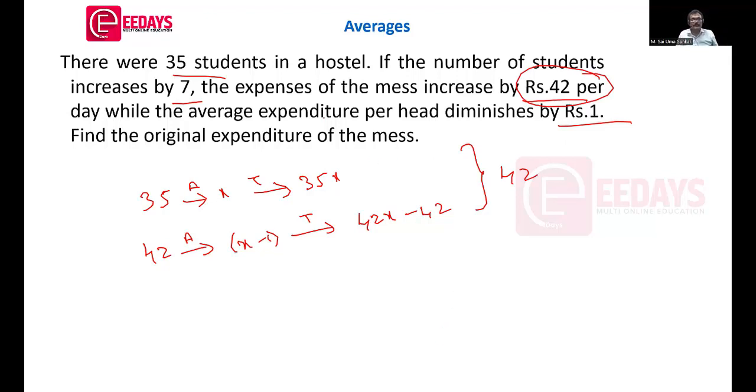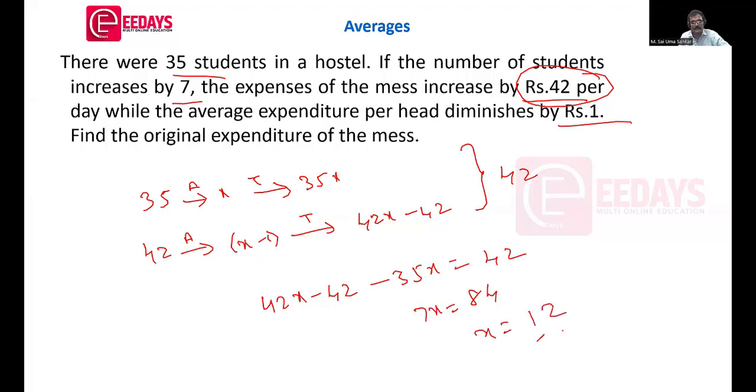Okay, so the total expense of the mess is increased by 42 rupees. That means 42x minus 42 minus 35x is equal to 42. So 7x is equal to 84. What is the value of x? That is equal to 12.